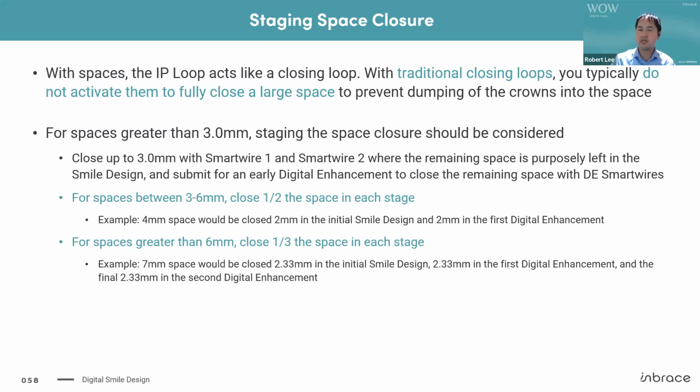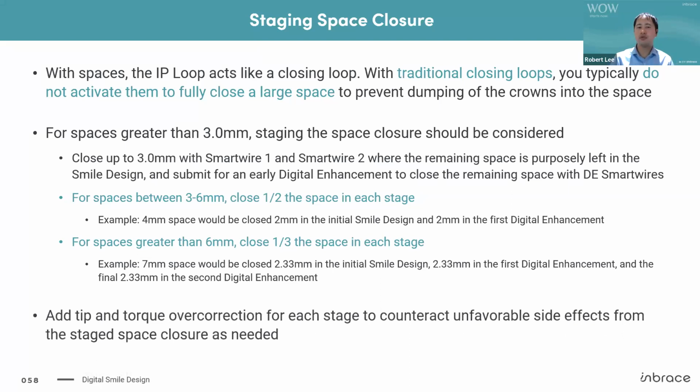Usually I recommend just evening it out. I think that just logically makes more sense than over activating in the beginning. Technically in a 4 millimeter space, you could do 3 millimeters in your first smile design and then 1 millimeter in your DE. But I think it makes more sense to even it out. So if you had an 8 millimeter or a 7 millimeter extraction space, instead of doing 3 millimeters, 3 millimeters, 1 millimeter in your 3 stages, I would just even it out and do about 2.5 in each stage.